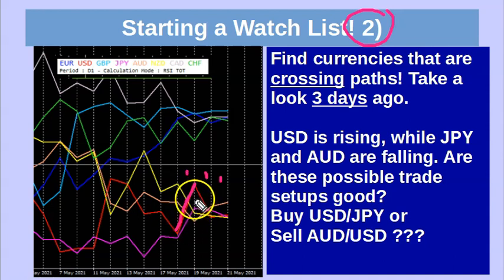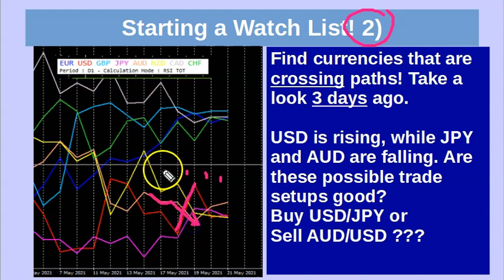I look at the angles as well, guys. If it's a very steep angle, that means it's unusually strong that day. So the US was rising in strength. And then I'm looking at the Japanese yen and AUD, the Australian dollar, both are falling. Here is the US. Here is the Australian dollar. See how it crossed and it's falling.